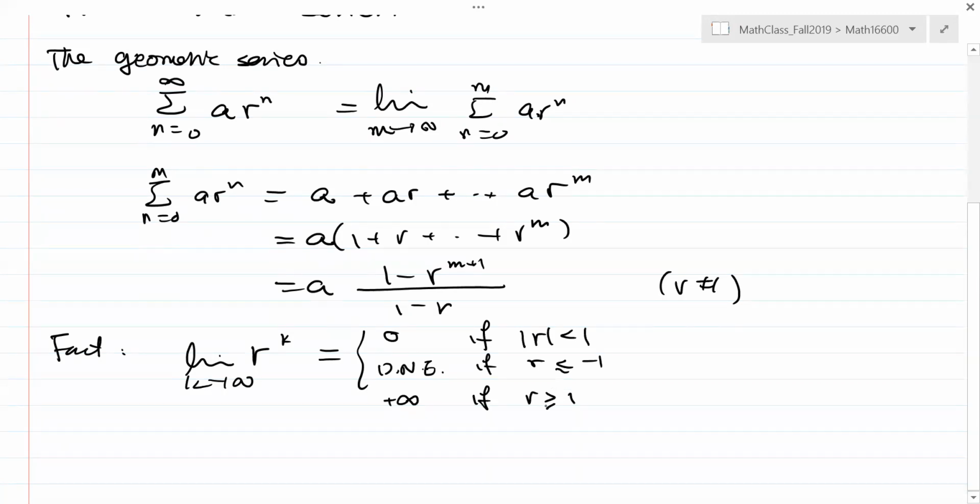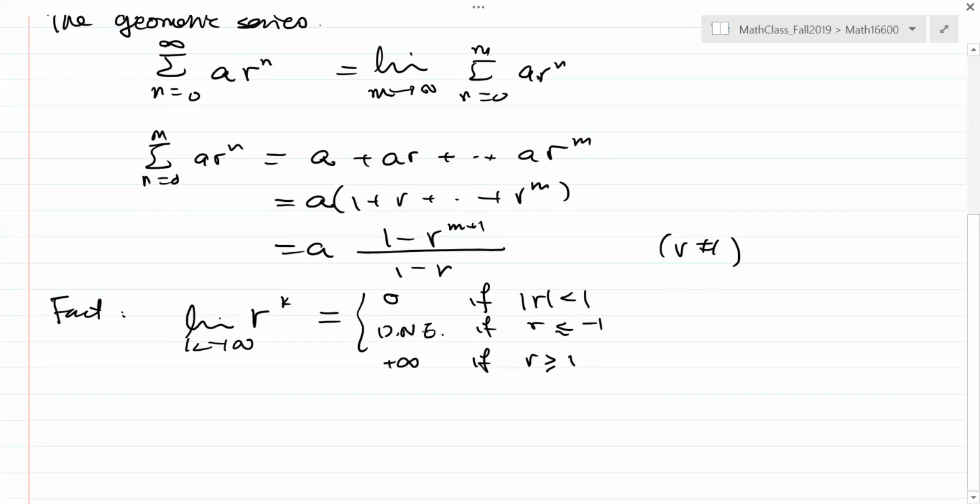When r is greater than or equal to 1, you do 2 squared, 2 cubed, it gets larger. So we can still say it doesn't exist, but we can also say the limit is infinity. So only when the absolute value of r is less than 1 does this have a finite limit, and the limit is going to be 0.